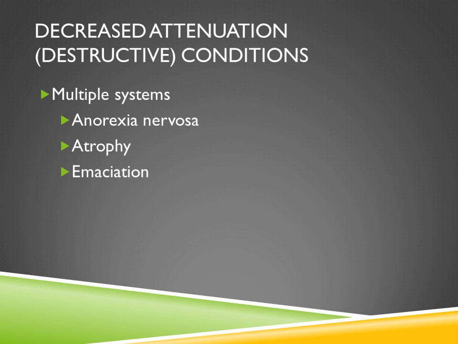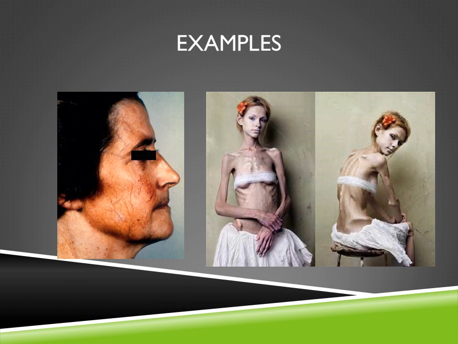So let's talk about the multiple symptoms. Anorexia nervosa. This is an eating disorder. Atrophy means wasting away body tissue, part or body. And emaciation is wasting away body tissue, which reduces body. So this is showing you a couple of examples here. The first one is going to be atrophy that we see on the woman. And then, of course, the other one would be anorexia.